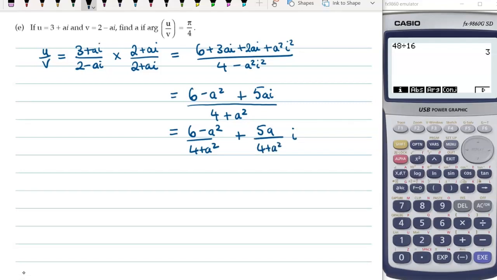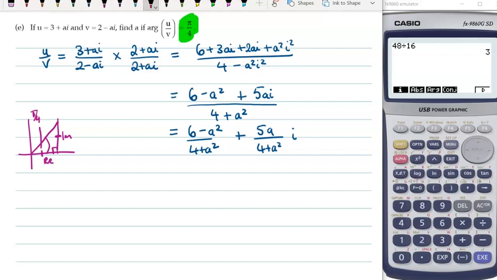Now we're told that the argument is equal to pi by 4. On an Argand diagram, that looks like this. We have an argument of pi by 4. It creates an isosceles triangle because pi by 4 is 45 degrees. So this side will be equal to this side. The real part will be equal to the imaginary part.